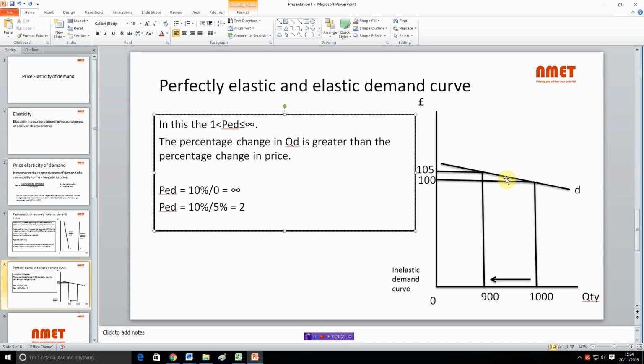And we have a horizontal demand curve. Any questions so far? No. So we can now safely say a perfect horizontal line or demand curve is your perfectly elastic curve.